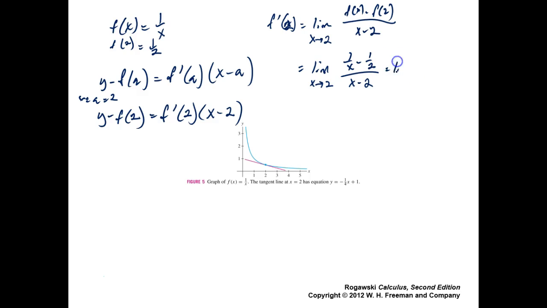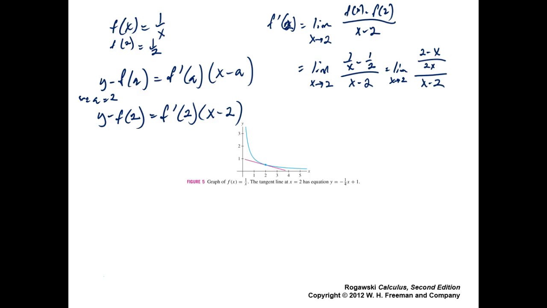I guess I'll write in the limit. I don't like to write it. X approaches 2 of. Okay, what's your common denominator? 2x. And what would your numerators be then? 2 minus x. Everybody agree with that? Over x minus 2. Right?